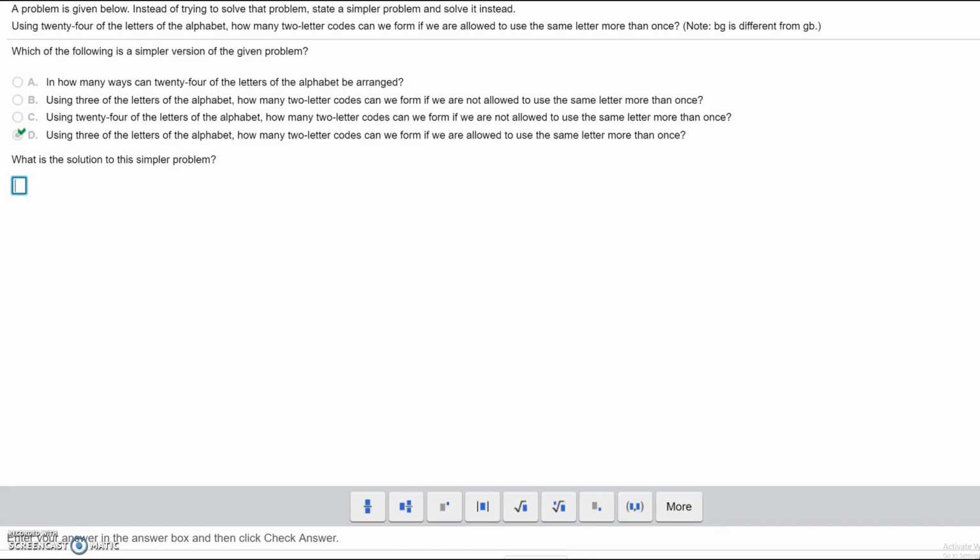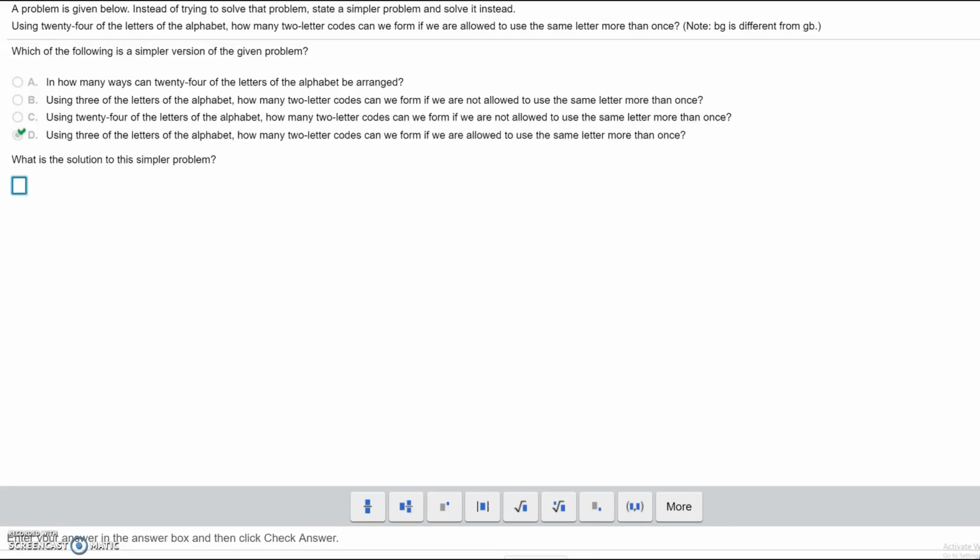Or I guess maybe your text defines it as a combination or permutation problem. So using 24 of the letters of the alphabet, how many 2-letter codes can we form if we are allowed to use the same letter more than once? So BG is different from GB. Which of the following is a simpler version of the given problem?